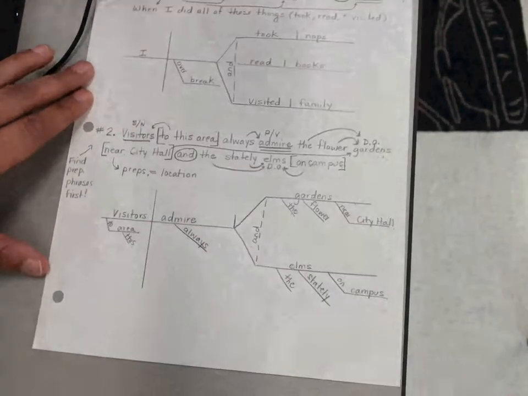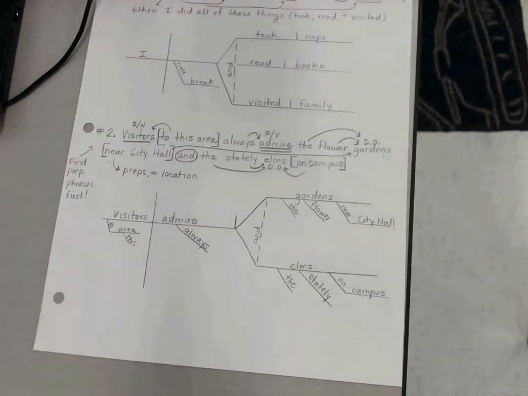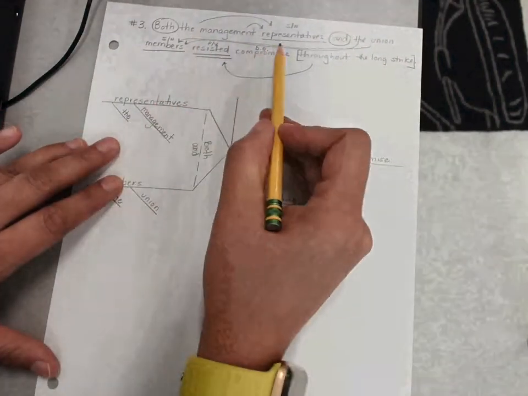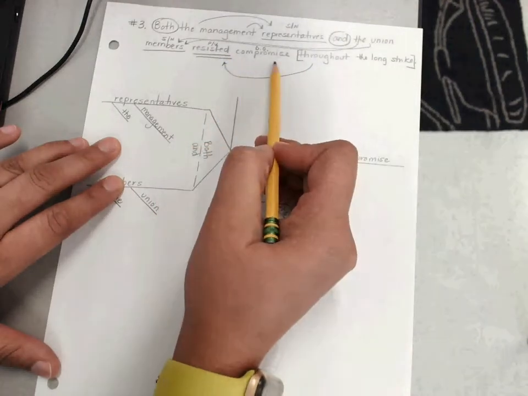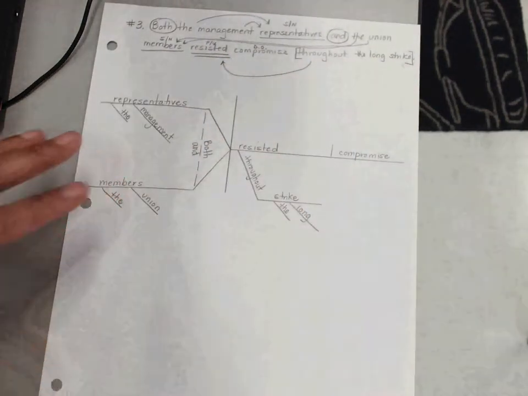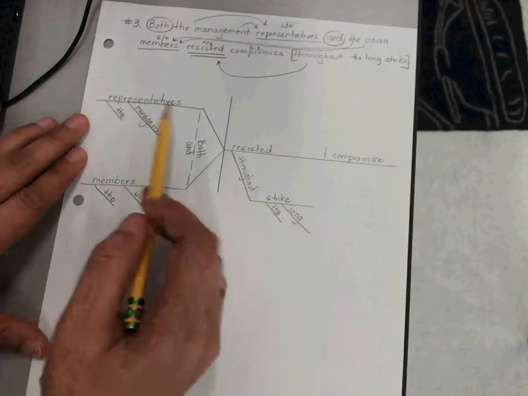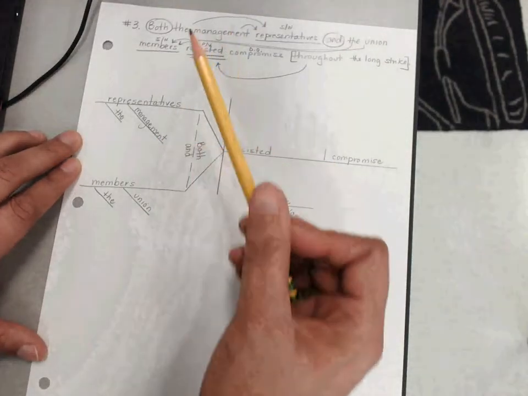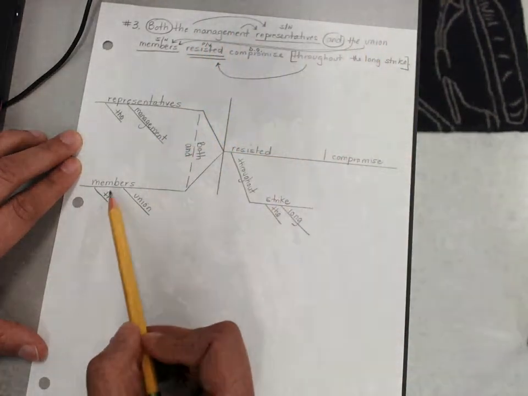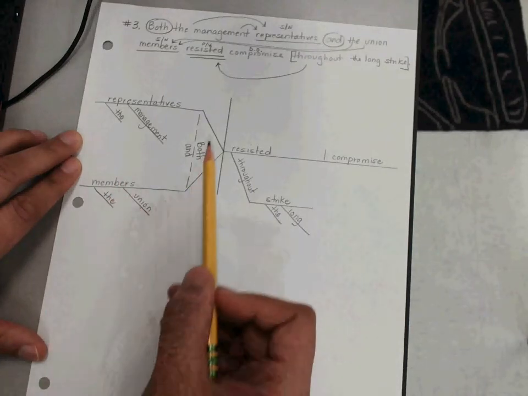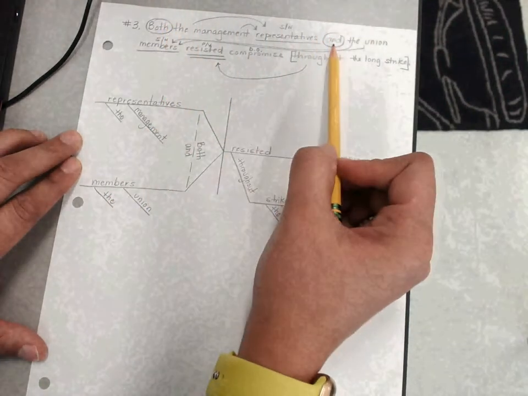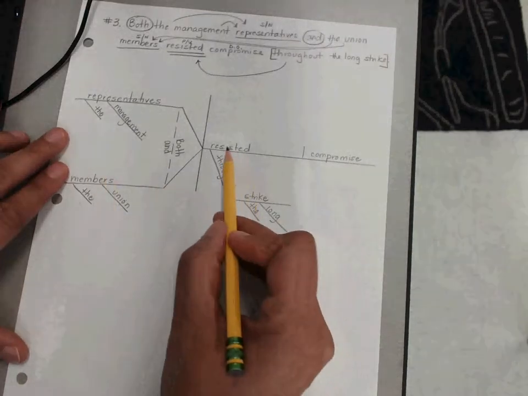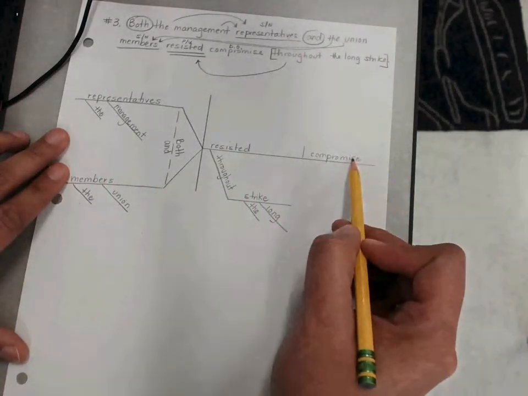And then your last practice. You have both the management representatives and the union members resisted compromise throughout the long strike. Again, find any prep phrases, all right, and then work from out. So we've got representatives as the subject. It was the representatives, the management representatives. I have the members, the union members. I have a correlative conjunction. Correlative conjunctions are when I have a two-part conjunction, both and, okay? What did they do? Resisted. What did they resist? Compromise, okay?